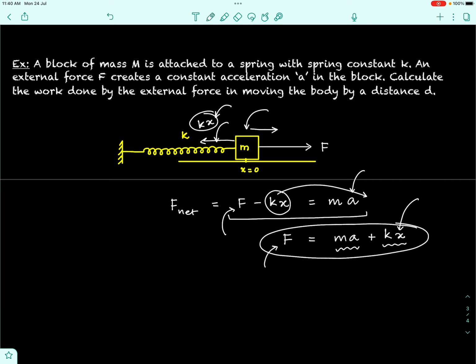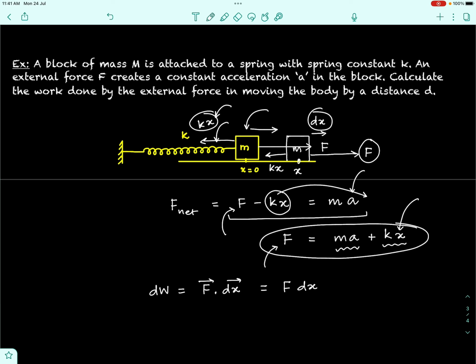So once again, let's say the block has undergone a certain displacement x, it has reached somewhere here at a position x. At this position, the spring force acting will be kx and the external force is F, and if we assume that the block undergoes a very small displacement dx at this point in time, the small work done dW by the force F will be F dot dx. Understand that both the external force F and the displacement dx are in the same direction. So the angle between them will be 0 degrees, and this can simply be written as F dx, because cos 0 is 1.